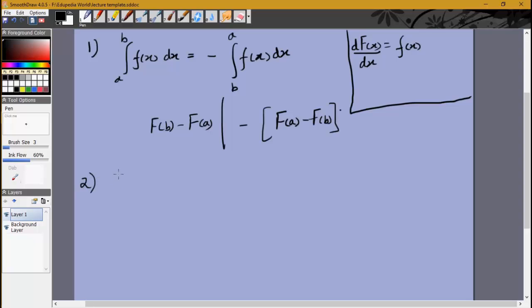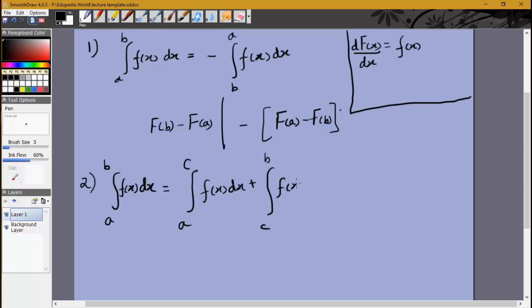The second property: the integral of a to b f of x dx can be broken down into two integrals where we add another limit c, which generally lies between a and b. It doesn't need to, but generally it does for applications. So we can write this as the integral from a to c f of x dx plus the integral from c to b f of x dx. So instead of going directly from a to b, we went from a to c and from c to b. And we can prove this easily also.